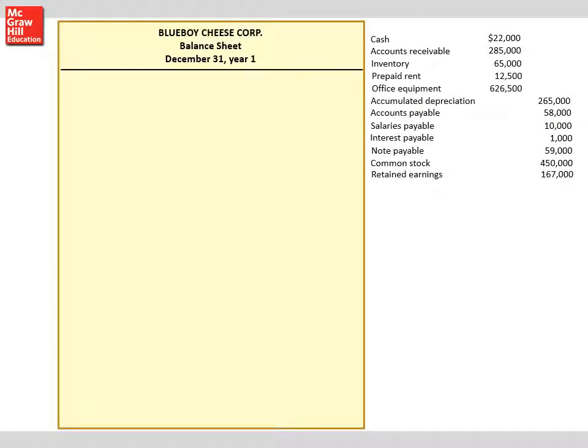Now, the classified balance sheet. Remember, a classified balance sheet means we now break down or categorize our assets and liabilities between current and long term. So we start with Blue Boy Cheese Corporation, the balance sheet, December 31st, year one. We'll first list the assets. Current assets are our first asset category. They include cash, accounts receivable, inventory, and prepaid rent. These are all assets that will be used up in the coming year. That's the definition of a current asset. Total them up.